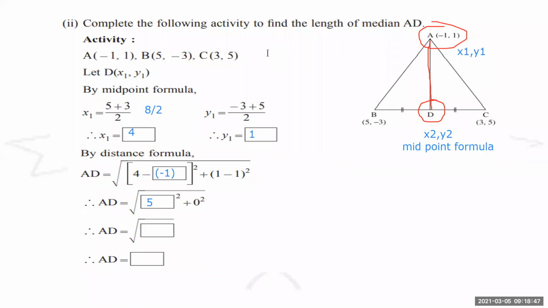So what is the answer you are going to get? Root of 25 is 5. So the value of AD is 5. Check, very easy question. You don't have to think much on how to solve this. Directly you can come closer to the answer. Is this clear to all the students? So let's move ahead to the next question.